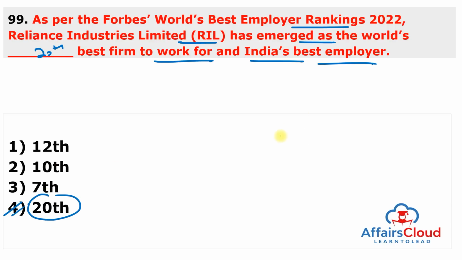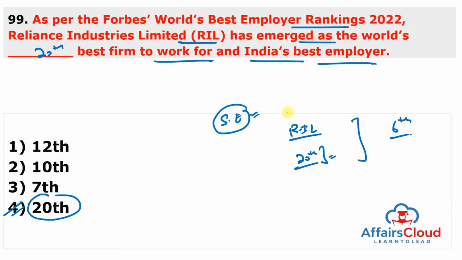So according to the Forbes World's Best Employers Ranking 2022, Reliance Industries Limited has emerged as the world's 20th best firm to work for and India's best employer. And this is Forbes' 6th annual ranking of the world's best employers. And the South Korean industry leader Samsung Electronics is at the top of the global ranking list, followed by the United States' leading companies like Microsoft, IBM, Alphabet and Apple. So first rank goes to Samsung and Reliance's rank is 20th in the global list.